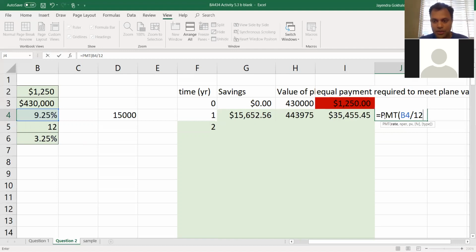That's my equal payment. I should fix the rate cell. I'll explain why in a minute. Fixed it.